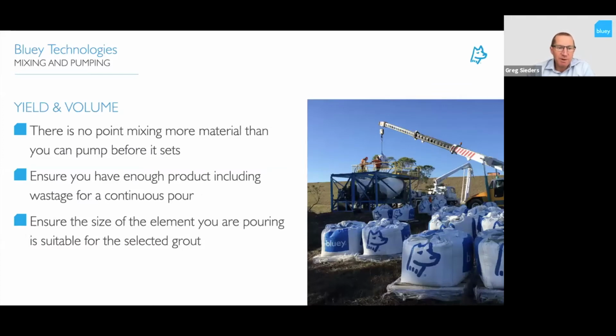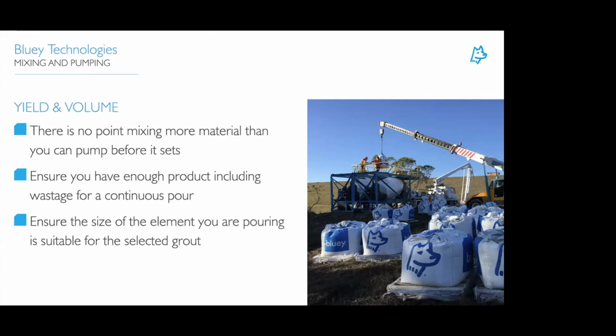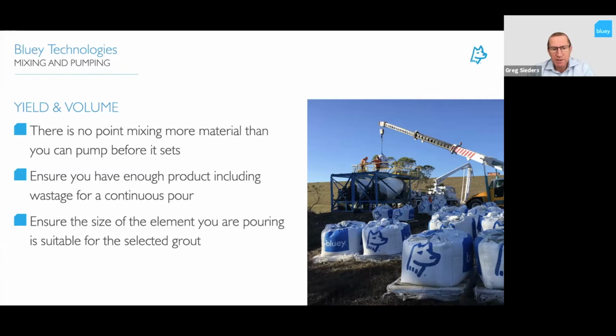So yield and volume is what I think to consider when you're looking at mixing and pumping your grout. There's no point in mixing more material than you can pump before it sets. This will just cause issues of blocking your pumps and the material going off in the mixer. So ensure you have enough product on site, including wastage, so you have a continuous pour and you're not stop-starting. And ensure that the size of the element you're pouring is suitable for the grout. If you have a pour that's outside the limits of the grout, you'll cause cracking in your element, which is not good for structural performance.